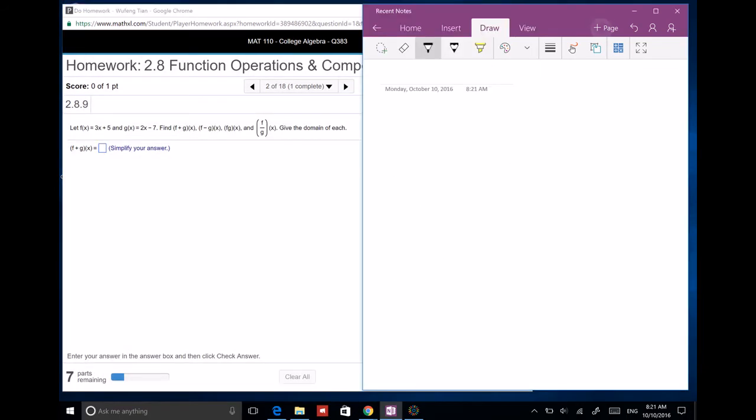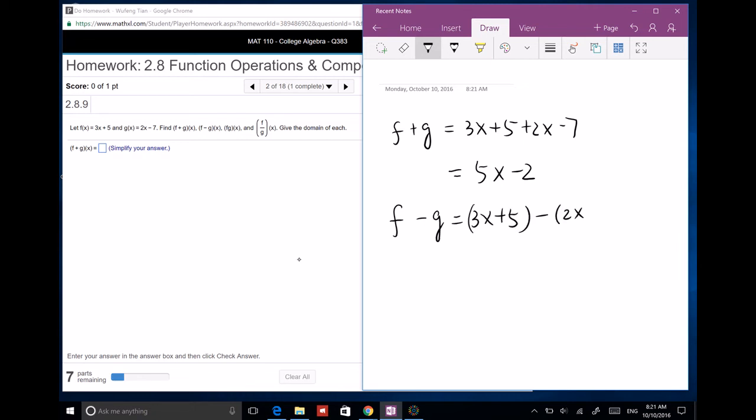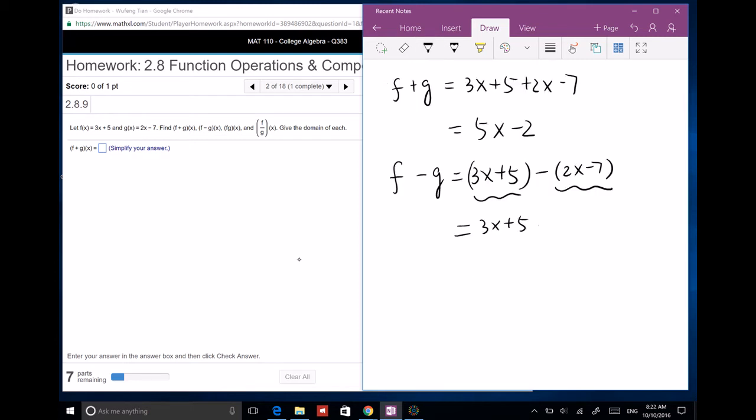Okay, so next question. F plus g, f minus g, f times g, and f over g. F plus g, basically just add those two together: 3x plus 5 plus 2x minus 7, which is 3 plus 2 is 5x, 5 minus 7 is negative 2. F minus g: 3x plus 5 minus (2x minus 7). So this is f, this is g. Don't forget the parentheses around the whole function. Then 3x plus 5, minus 2x plus 7, is x plus 12.